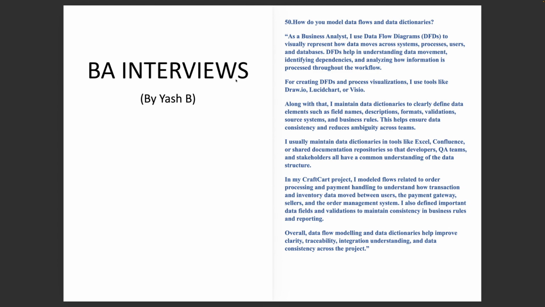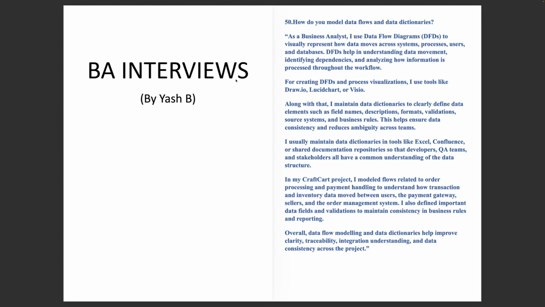In my CraftCart project, I modeled data flows related to order processing and payment handling. I analyzed how transactions and inventory data moved between customers, payment gateways, sellers, and the order management system. I also defined important data fields like order ID, payment status, inventory quantity, retry status, and transaction ID, along with validation rules to ensure consistency in reporting and business processes. Proper data flow modeling helps teams understand system behavior, improve integration clarity, reduce data related issues, and maintain consistency across the application.